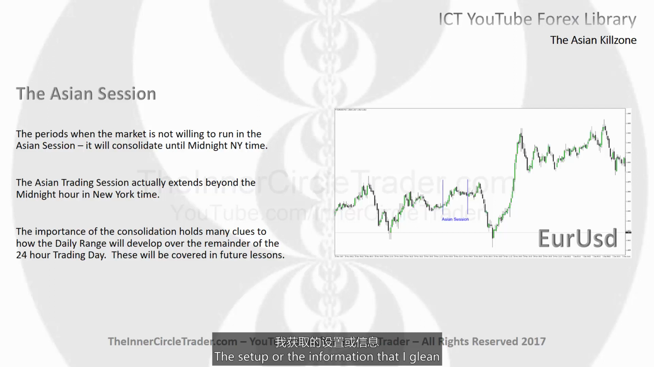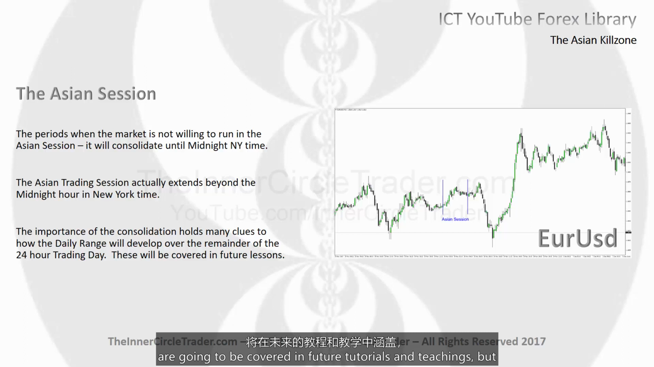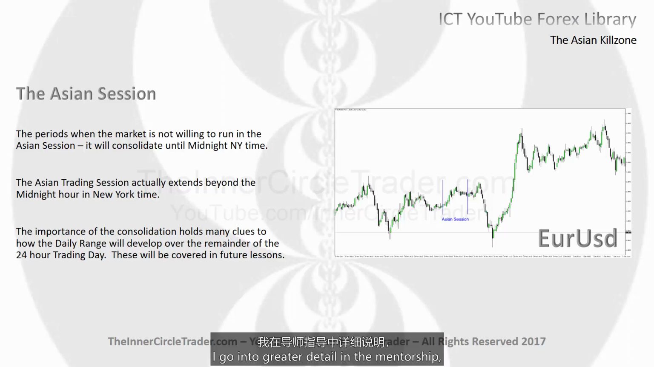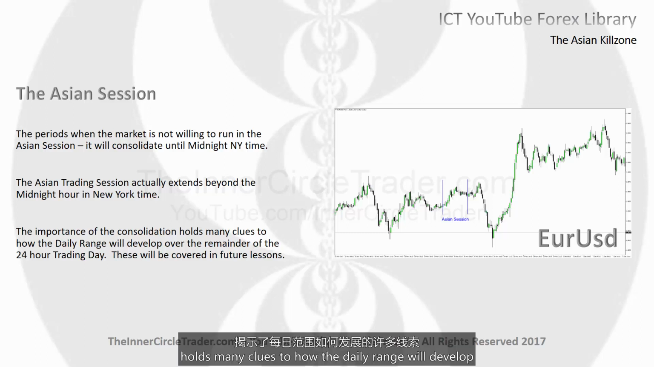The setup or the information that I glean from these hours prior to midnight will be covered in future tutorials and teachings, but there is a limitation because I go into greater detail in the mentorship, but you will get a plethora of insights using this specific range of time. But for now, the importance of the consolidation holds many clues to how the daily range will develop over the remainder of the 24-hour trading day. Now, these will be covered again in future lessons.